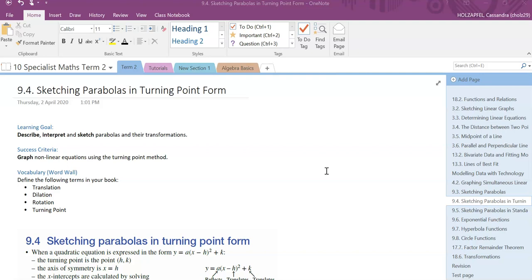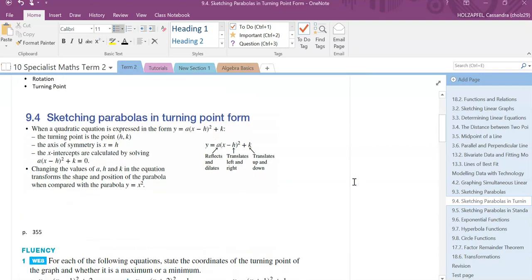So today, our learning goal is exactly the same as the previous learning goal, but the success criteria is a little bit different. So we're graphing nonlinear equations using the turning point method. I've got a few more words in the vocabulary this time because last time we only looked at a couple and we didn't actually go through and define translation, dilation, rotation, and turning point. So I want you to go back and do that in your vocab list. So let's have a look.